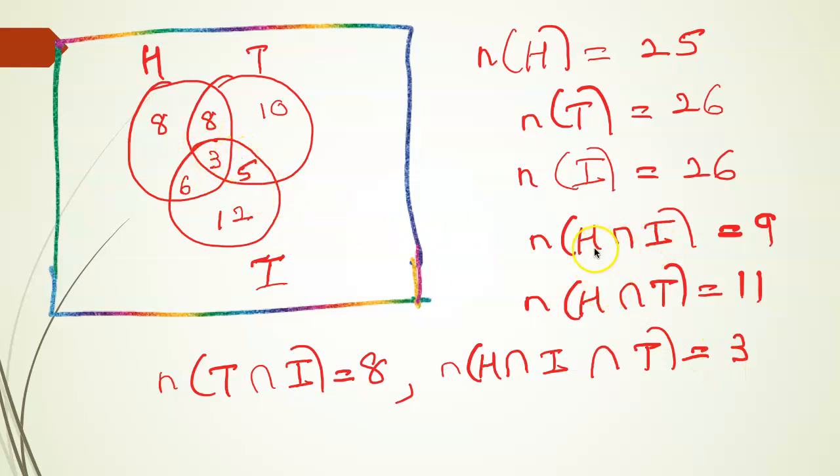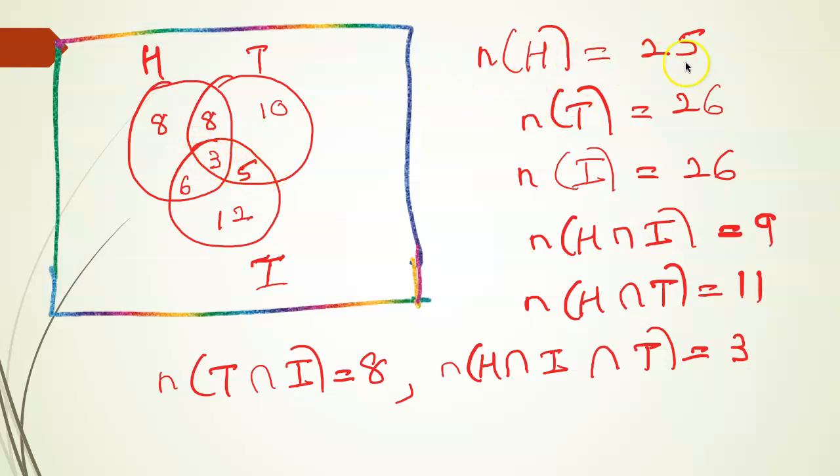Now number of elements in H intersection I is 9. This is H intersection I. So number of elements is 9 and this is 3. So this part has to be 6. Number of elements in H intersection T is 11 and this is 3. So this part has to be 8. Number of elements in T intersection I is 8. And T intersection I is this. So this is 3. So this has to be 5.